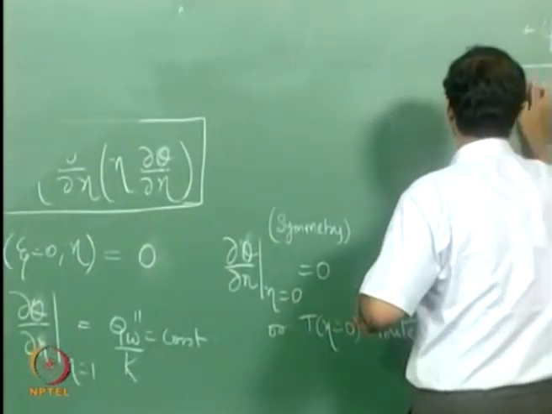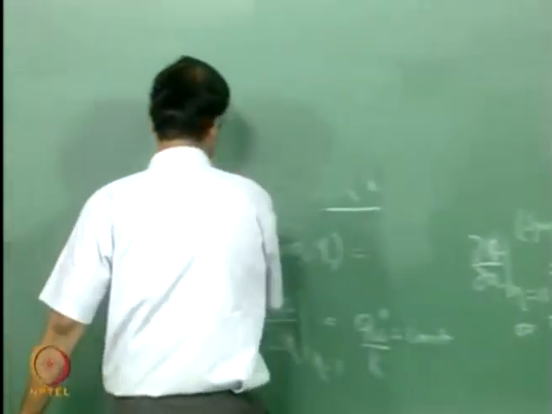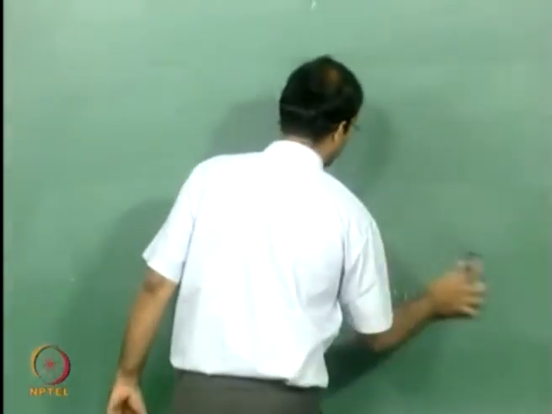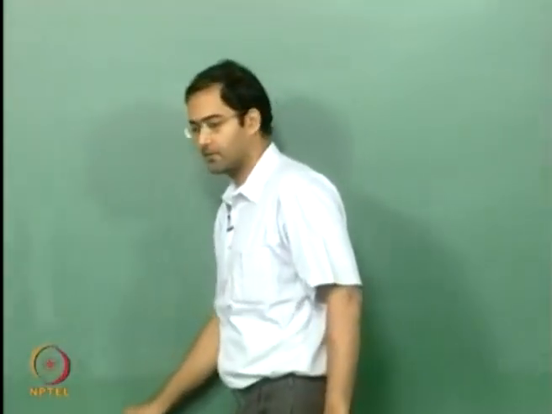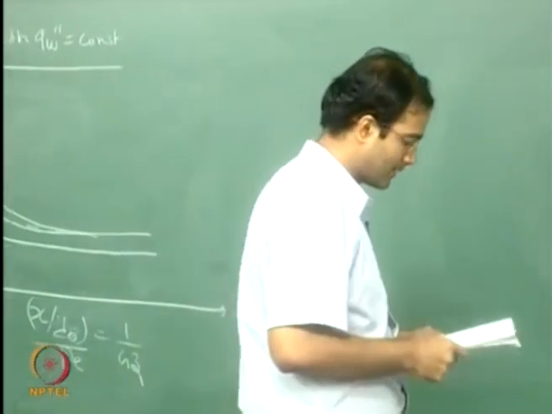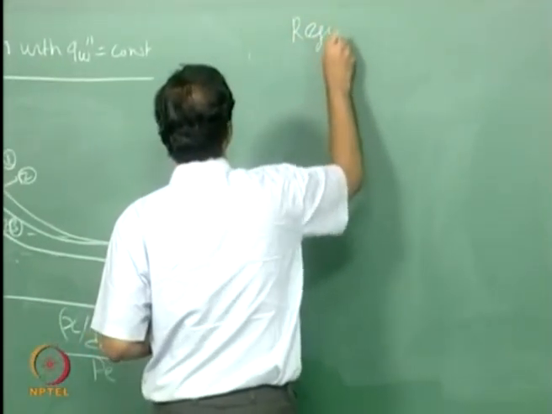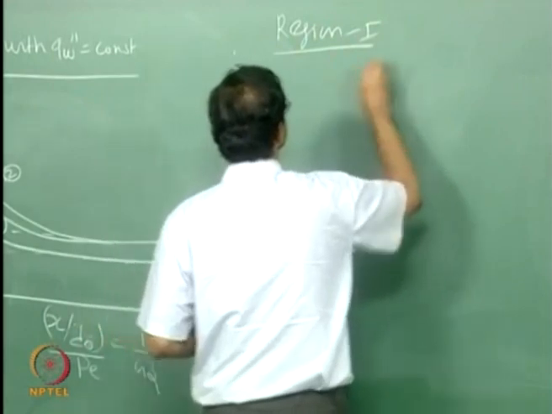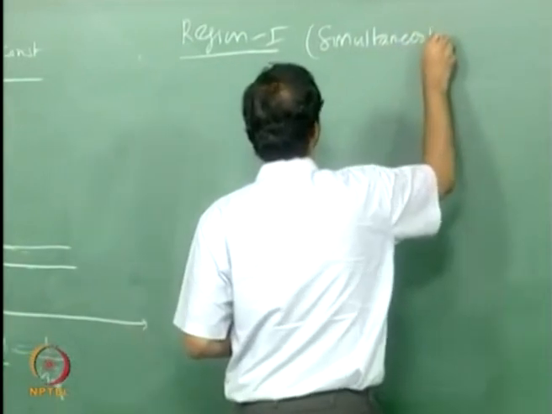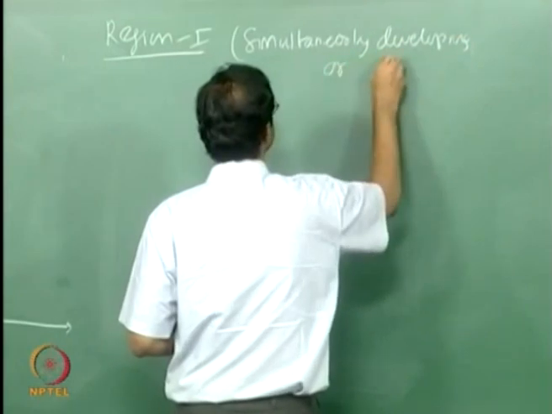Okay, so I think this brings to conclusion all our analytical solutions as far as the internal flow is concerned, and the last part today, with which I would like to conclude the analytical solutions, will be region 1, that is simultaneously developing or simultaneous entry length.